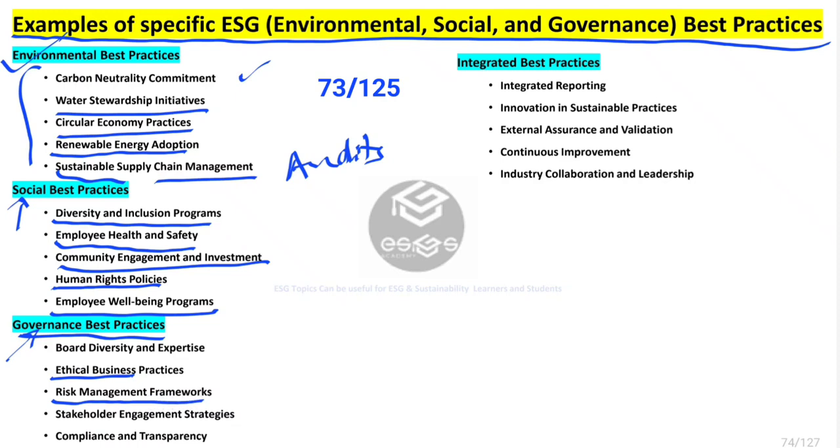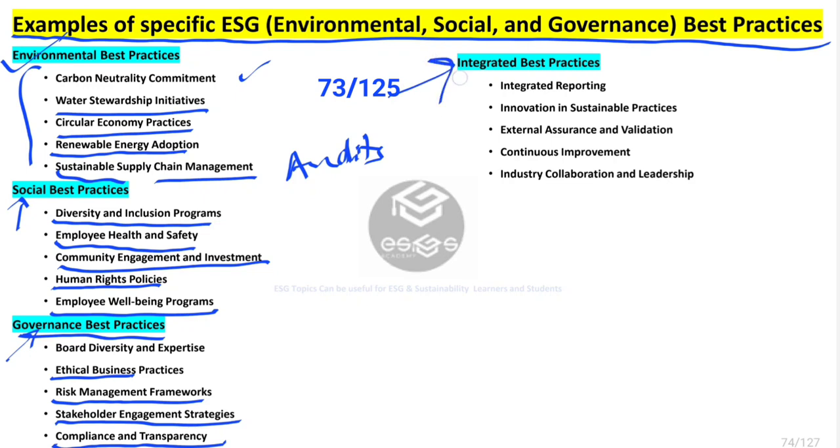We integrate ESG factors into the risk management processes to identify, assess and mitigate risks related to environmental, social and governance dimensions. Next is stakeholder engagement strategies. We develop structured approaches to engage with stakeholders, including shareholders, employees, customers and local communities, to understand their expectations and concerns. The next comes compliance and transparency. So we ensure compliance with the relevant laws, regulations and standards related to ESG reporting and disclosures, and also we maintain transparency in reporting practices.